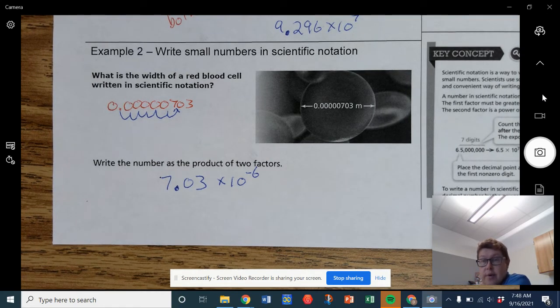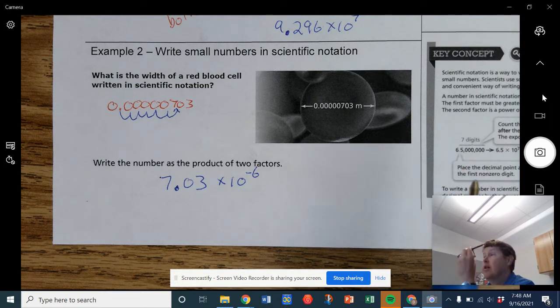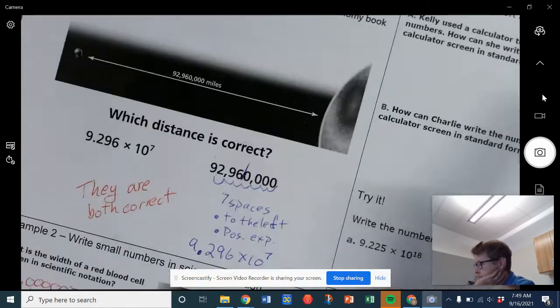It's just a different way to write numbers, guys. That is the entire purpose of scientific notation. It's just a different way to write very large, very small numbers. It allows you to compare things and figure out how much bigger or smaller something is than another very easily, because you're basically just comparing the exponents. Right? But yeah, so that's the idea here.